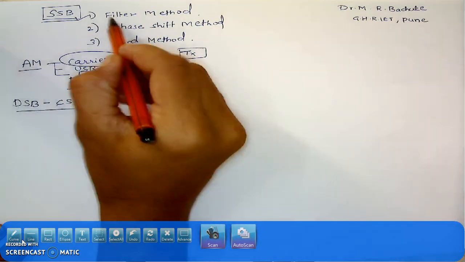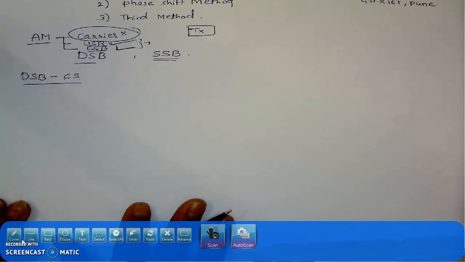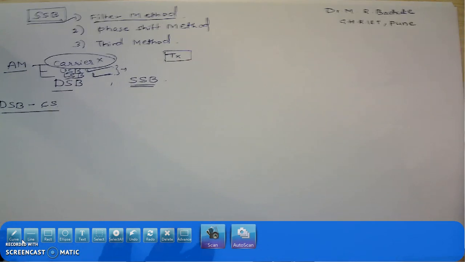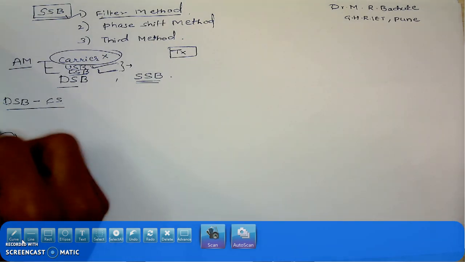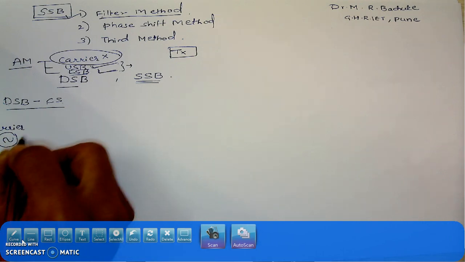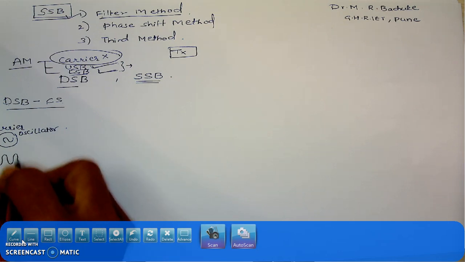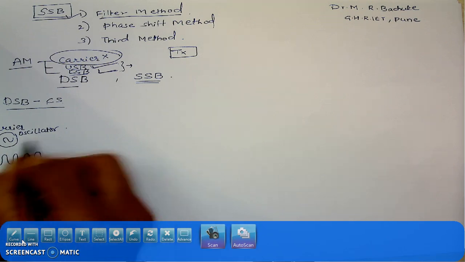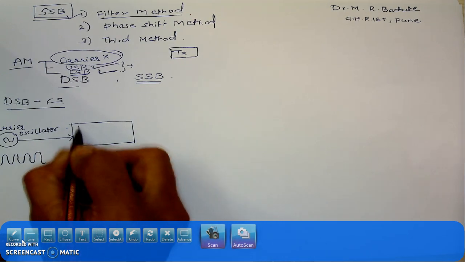So, we are today discussing SSB, the single sideband modulation technique. This can be obtained by first using the filter method. In the filter method, we use a carrier signal. Now, we know what modulation is. Basically, modulation is a process in which certain characteristics of a high frequency signal, that is the carrier signal, are varied in accordance with the instantaneous values of the low frequency signal. So, here we have a carrier oscillator, which generates the carrier high frequency signal. And this signal is applied to a balanced modulator.